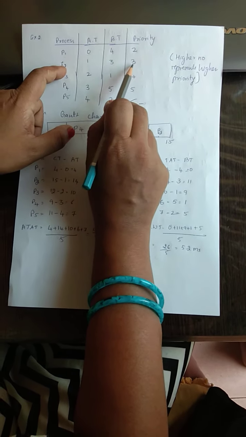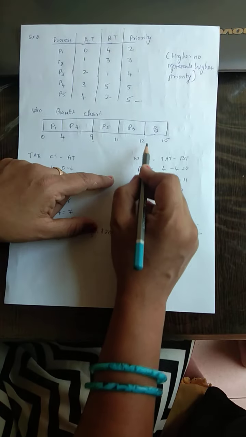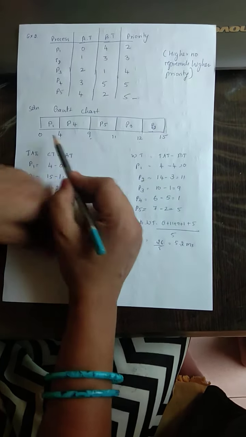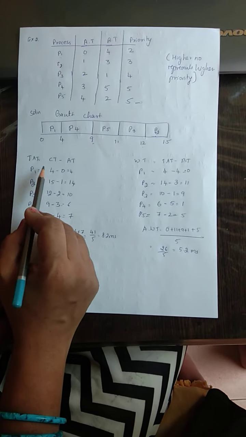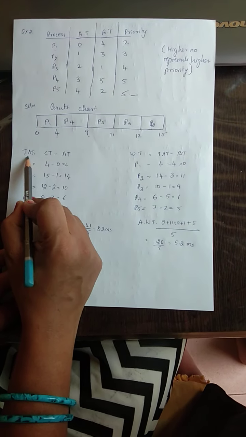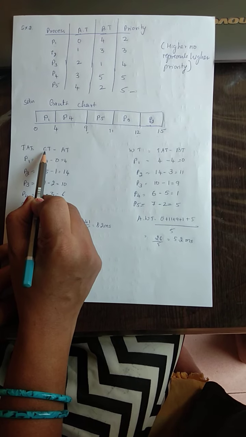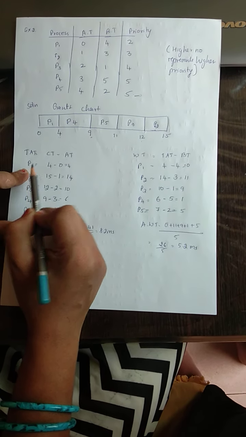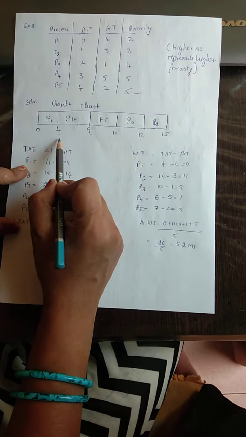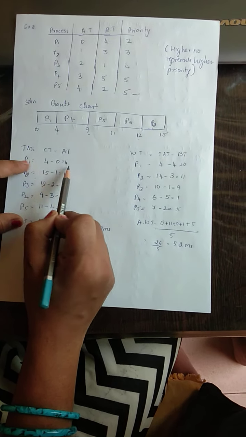You can see here P2's burst time is 3, 12 plus 3, and already P1 has been done here itself. Since arrival time is given, you can calculate in this way. Turnaround time is calculated by completion time minus arrival time. So what is the completion time for P1? You can see here it is 4. 4 minus arrival time, it is 4.